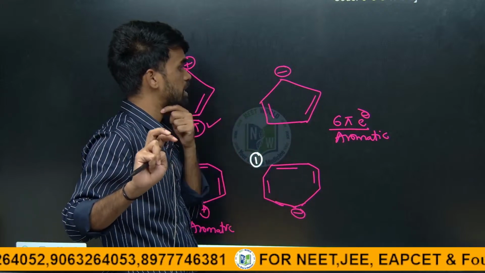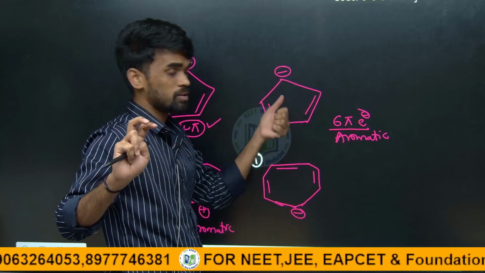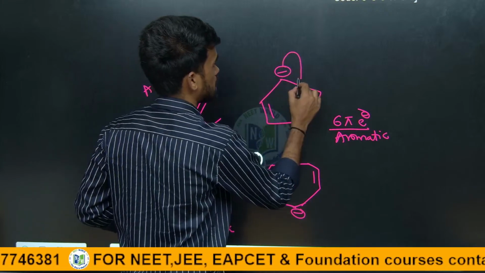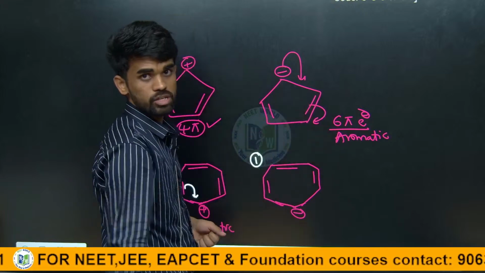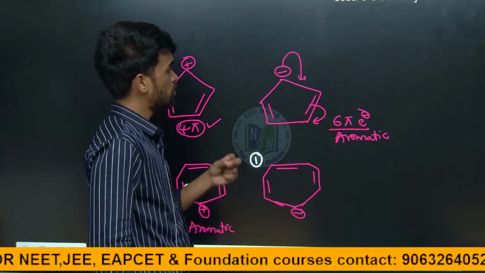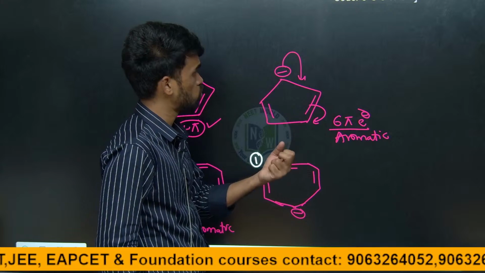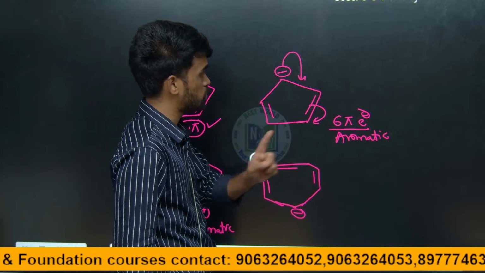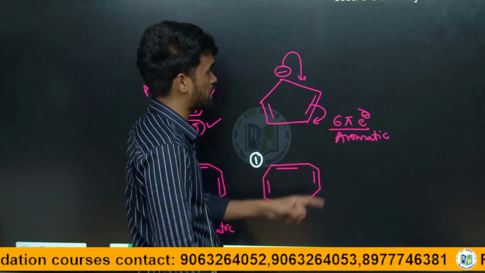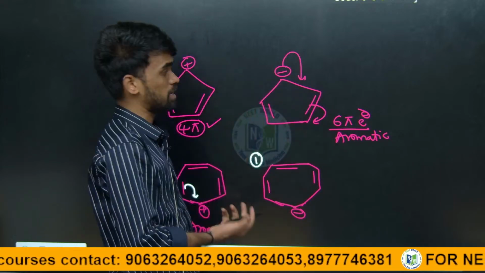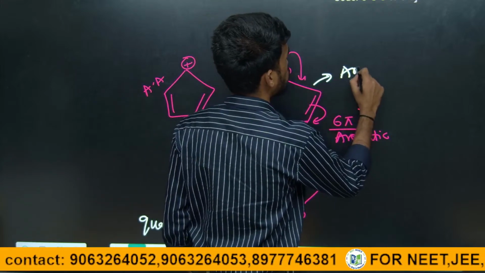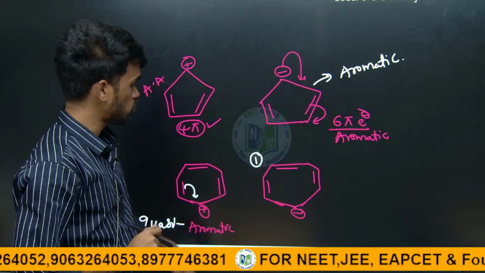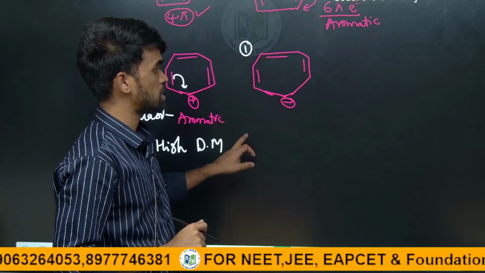The next thing is, planar, cyclic, next complete conjugation is there, just check like this, yes, complete conjugation is there. Then next, the 4n plus 2 rule. If you put n value equal to 1, we will be getting 6 pi electrons. Yes, the molecule is having 6 pi electrons, therefore, it is aromatic. So, this is how we need to identify which is aromatic, which is non-aromatic.